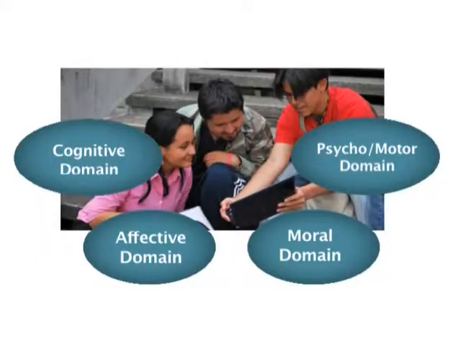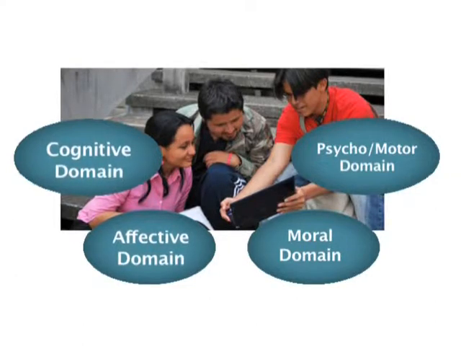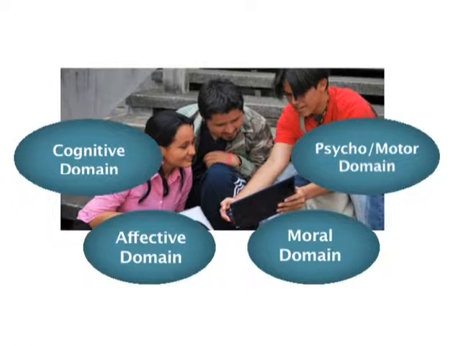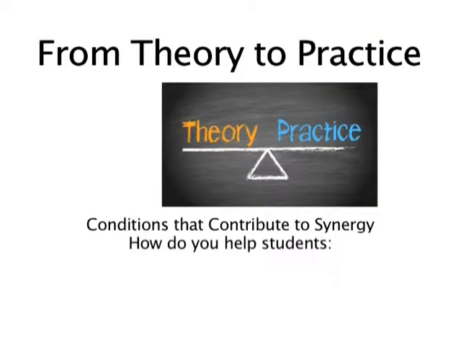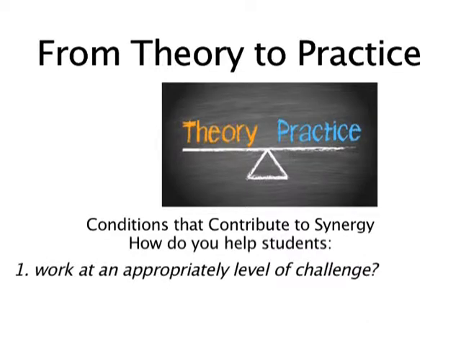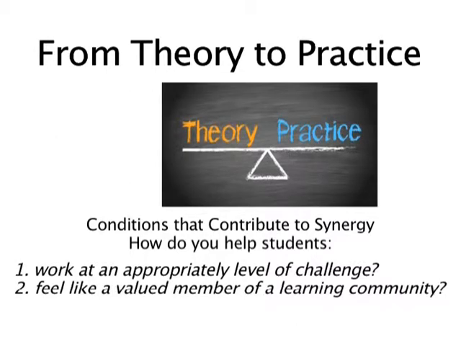So I suggest that as you are looking at this, you try to find ways to cross domains, not only the cognitive domain, but the affective, the emotional feeling domain, the psychomotor domain, having people do things. And I personally believe in the moral domain, because I think unless we help our students see the ethical implications of what they're doing, we're in a very sorry space as a future. So from theory to practice, conditions that contribute to synergy: how do you help your students work at an appropriate level of challenge, feel like they're valued members of a learning community, and interact within a community, and finally learn holistically?